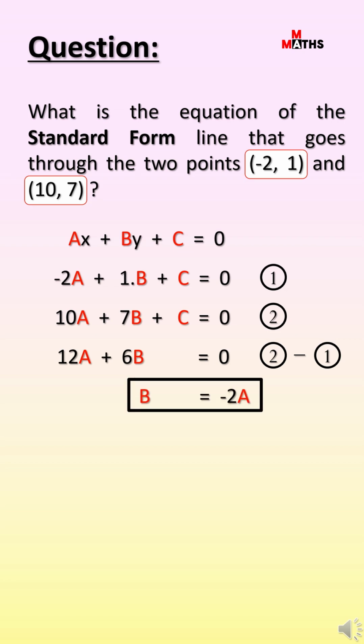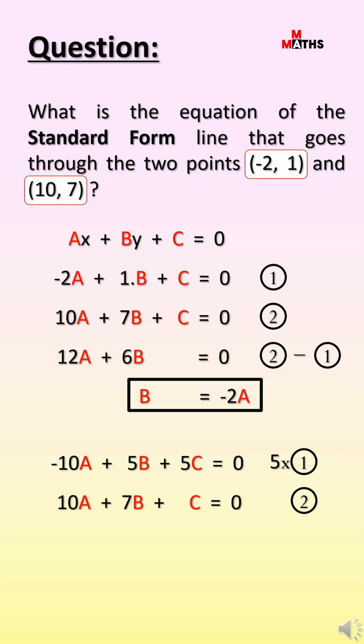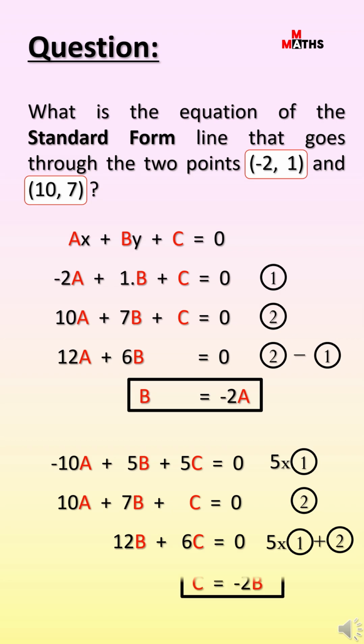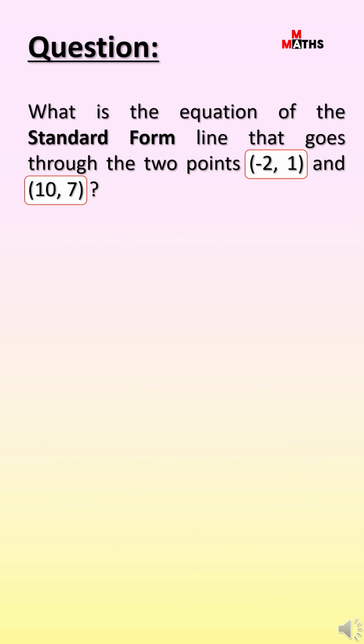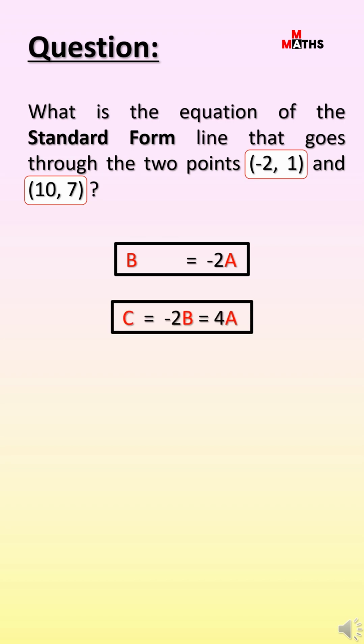Let's multiply equation 1 by 5. That would give us minus 10a plus 5b plus 5c equals 0. Using equation 2, which was 10a plus 7b plus c equals 0, and adding those two together will eliminate a. That gives us 12b plus 6c equals 0. Now, if we solve that for c, we get c is equal to minus 2b. We have b is equal to minus 2a, and c is equal to minus 2b.